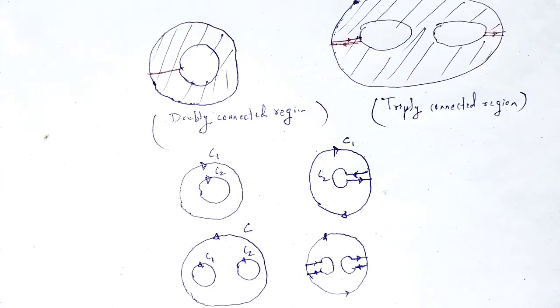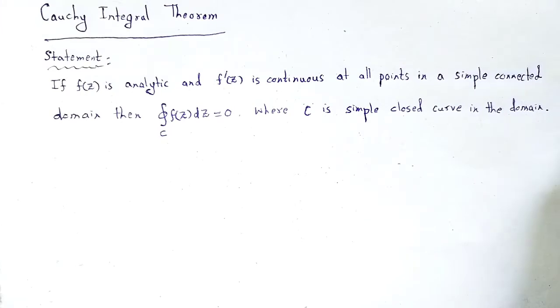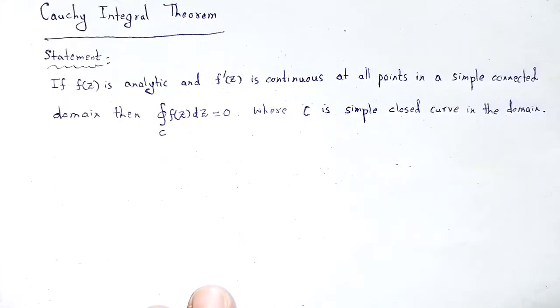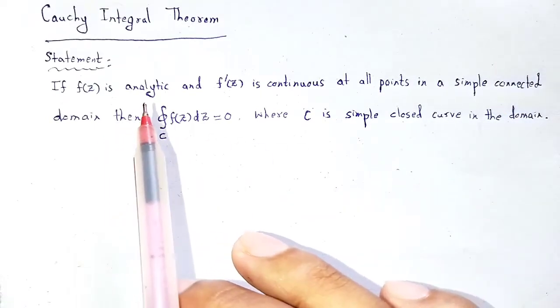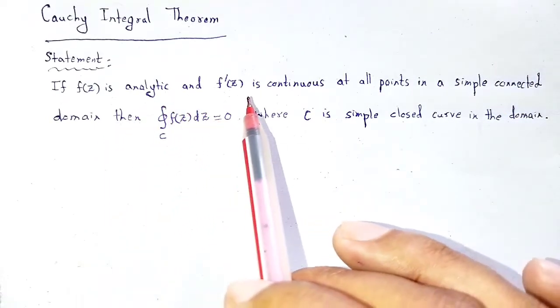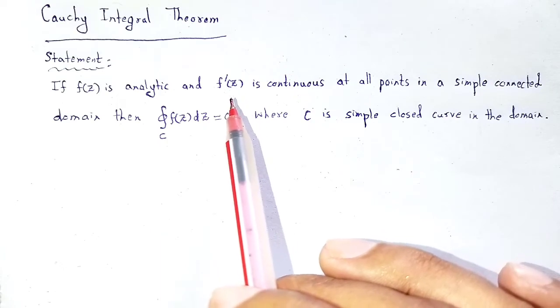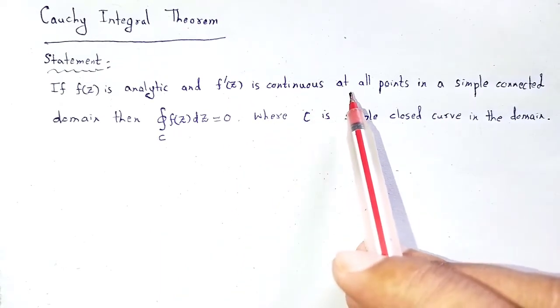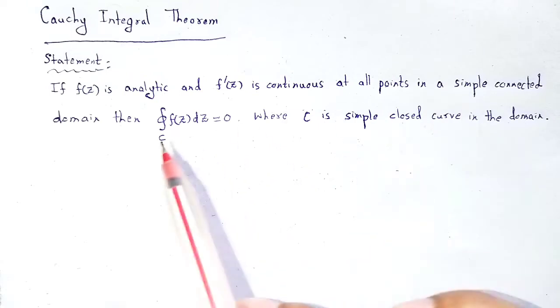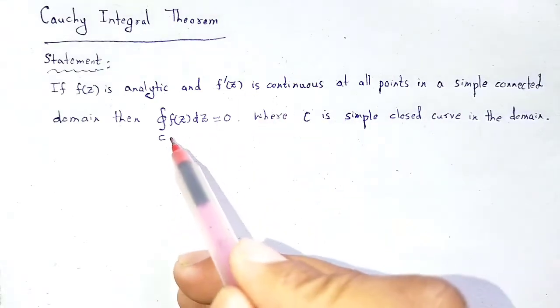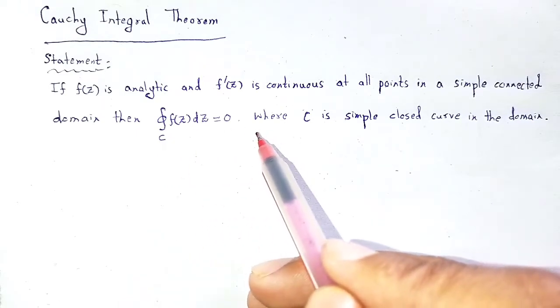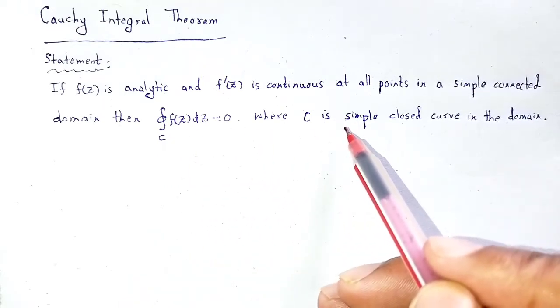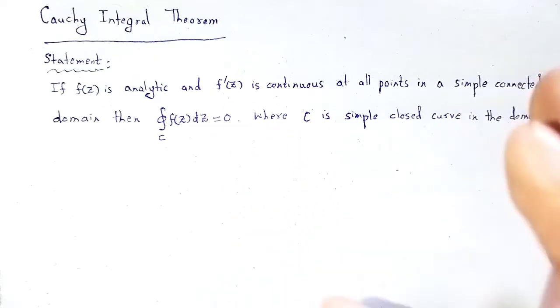Next, Cauchy's integral theorem. Statement: if a complex function f of z is analytic, and its first order derivative f dash z is continuous at all points in a simply connected domain, then the integral of f of z dz over a closed curve C will be 0, where C is a simple closed curve in the given domain.